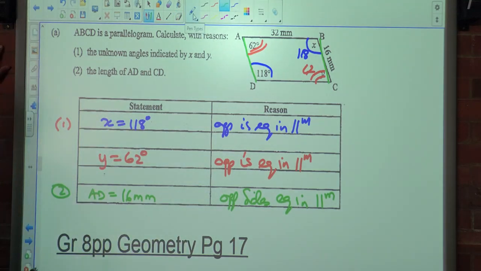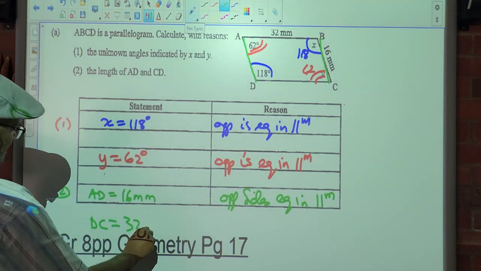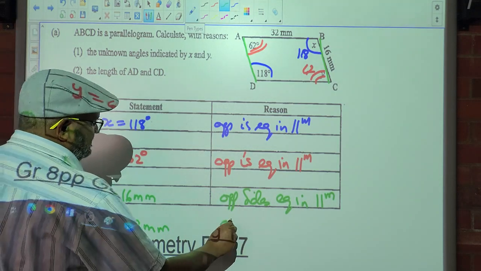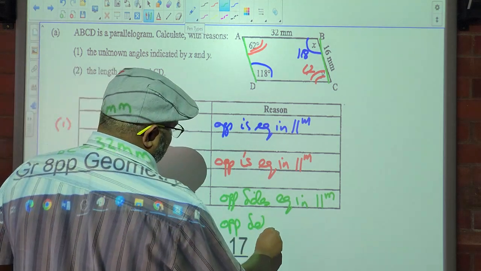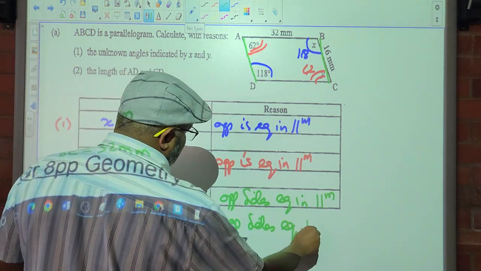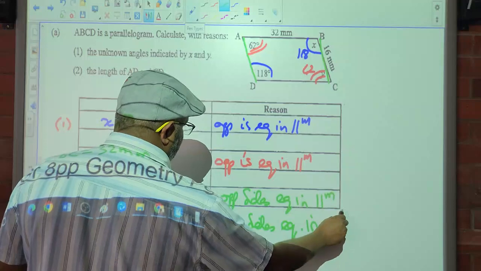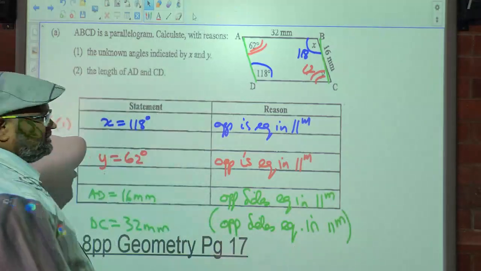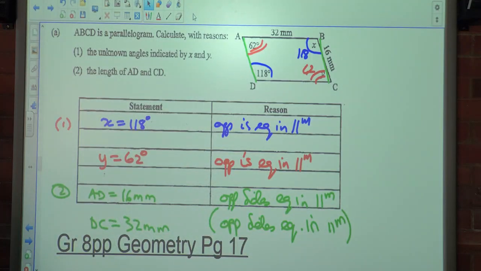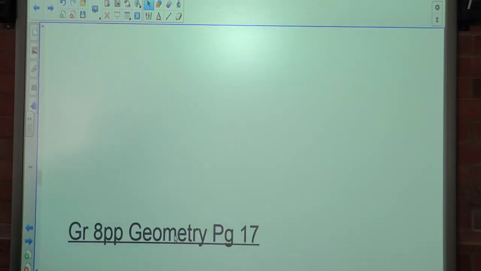And then DC is equal to 32 millimeters. Why? Opposite sides equal in a parallelogram. Okay. Any confusion at this point? No. Then you look at B.